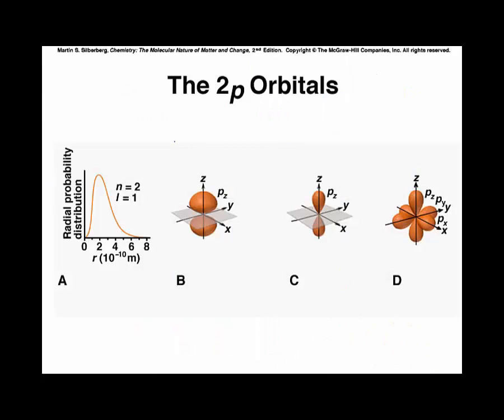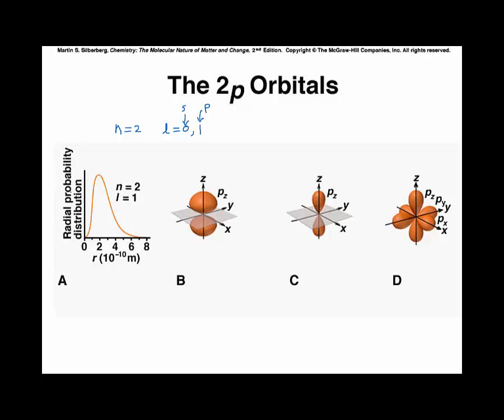So now let's look at the 2p orbitals. 2p orbitals have the n quantum number equal to 2. And remember, if the n quantum number is equal to 2, the L quantum number can either be 0 or 1. If it's 0, that's an s-type orbital, and we've already talked about those. We talked about the two s's in the last slide. So now L is equal to 1, so this is a p-type orbital.